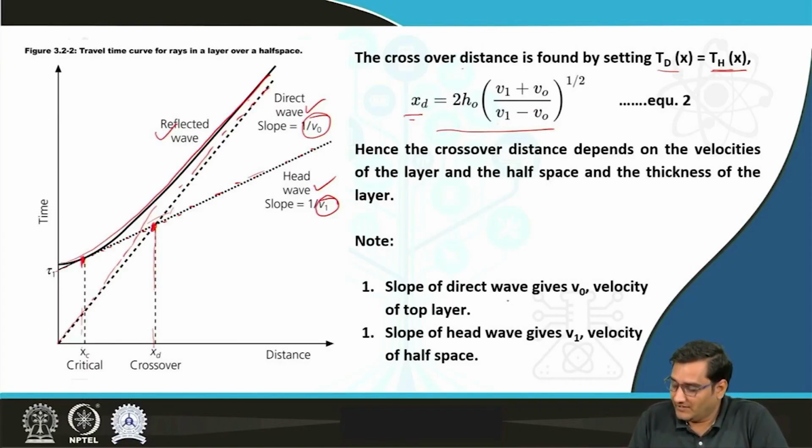The slope of the direct wave gives the velocity of the top layer, and the slope of the head wave gives the velocity of the half space.